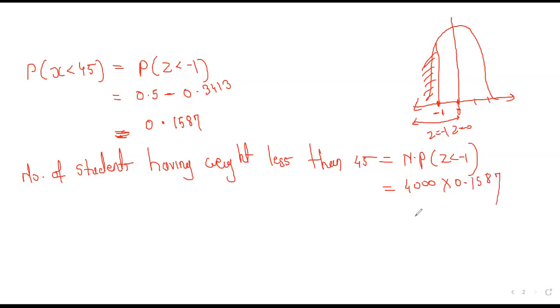किती येते सांगा? 634.8. पण आता इथं 0.8 आहे, सो आपण ह्याला राऊंड अप केलं तर 635 होईल. का तर नंबर ऑफ स्टुडंट पॉइंट मध्ये नसणार आहेत कधी, बरोबर. सो नंबर ऑफ स्टुडंट्स हॅव्हिंग वेट लेस दॅन 45 इज 635.